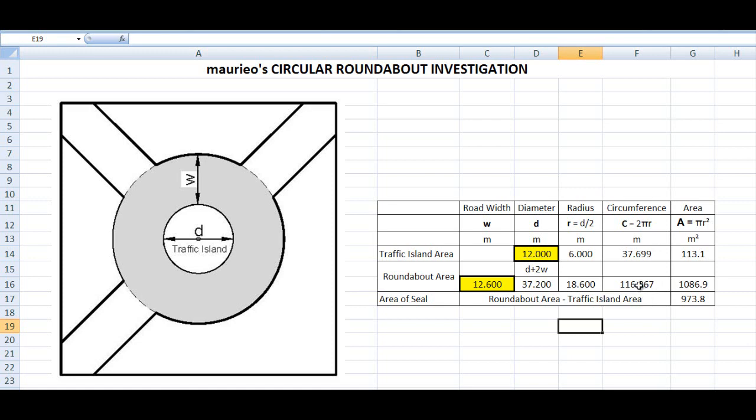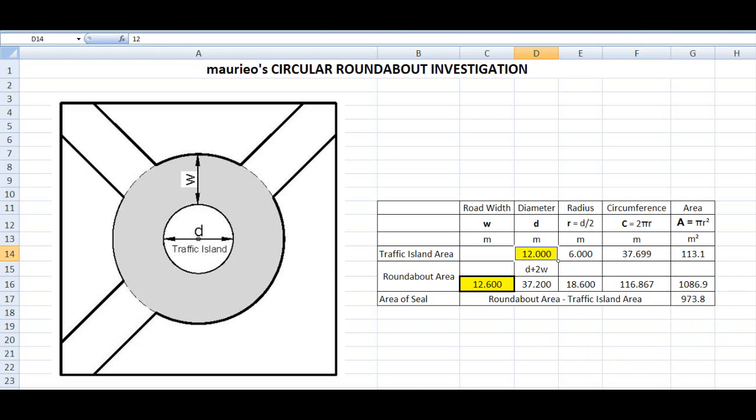Circumference is 2 pi times the radius, so we've worked that out here, and then that gives us the area of the larger circle. Now, to work out the area of seal, of course, we just take the smaller from the larger, and that's what we've done there. Just F2, as you can see highlighted in blue, G16 minus G14, all in an Excel spreadsheet.